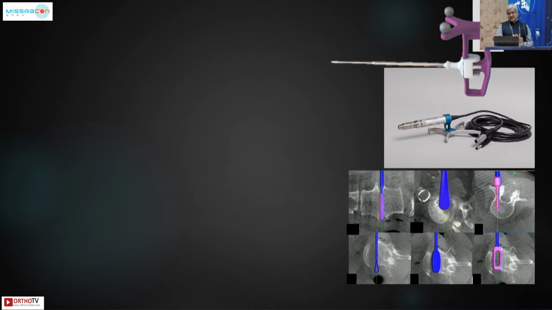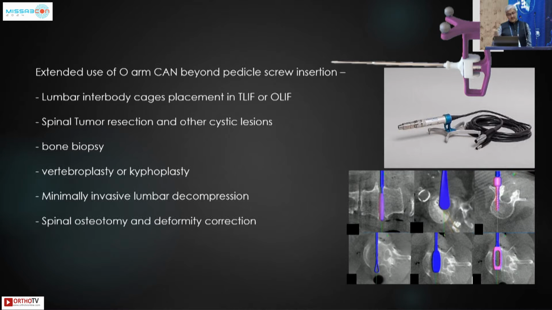With the advent of newer tools and technology, like the Jamshidi needles, the burrs, the curettes, and the osteotomes, the indications of the O-arm have extended into placement of interbody cages. It can be used in spinal tumor resections and with cystic lesions, percutaneous procedures like bone biopsy, vertebroplasty, and kyphoplasties. It can also be used with minimally invasive lumbar decompression surgeries and complex procedures like osteotomy and deformity corrections.